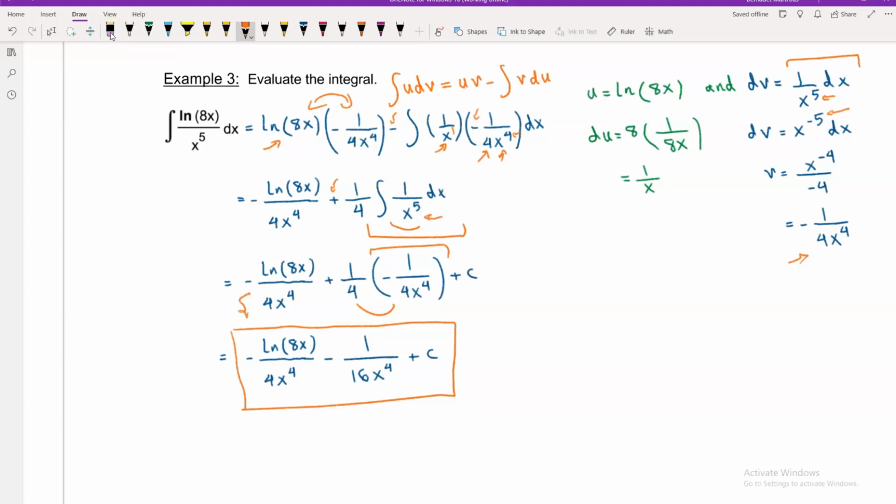And rewriting this part, our final answer is negative ln 8x divided by 4x to the 4th power minus 1 divided by 16x to the 4th power plus constant, so plus c. So this is the final answer for example 3.